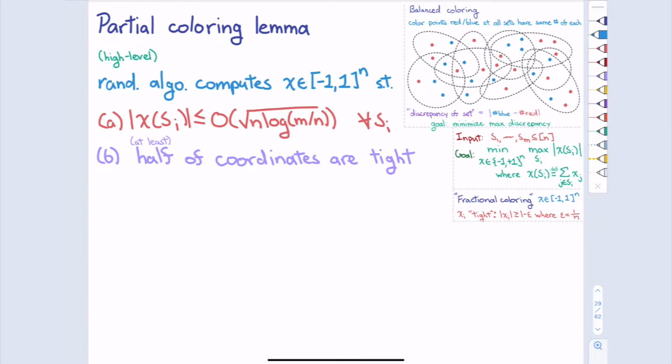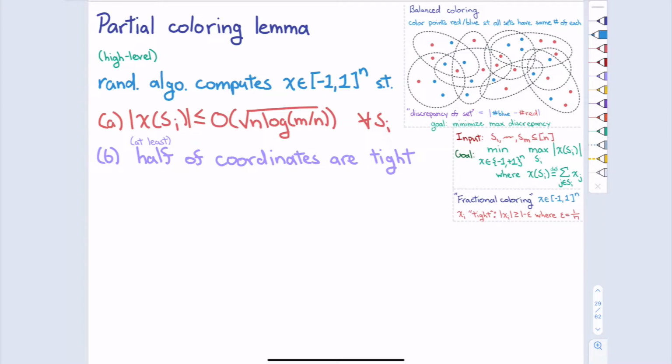And this is the lemma that we're going to spend most of our time on. I'm going to give a slightly more detailed version at the moment. But the high level idea is to just color half the points. The other points have some arbitrary fractional coloring, so that the discrepancy is at most square root n log m over n.